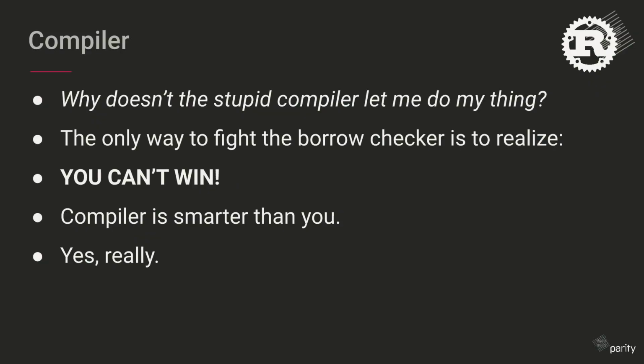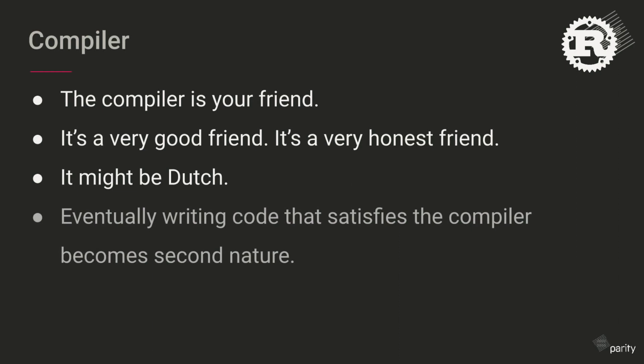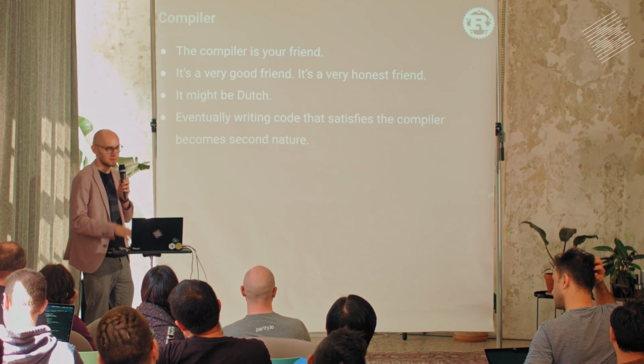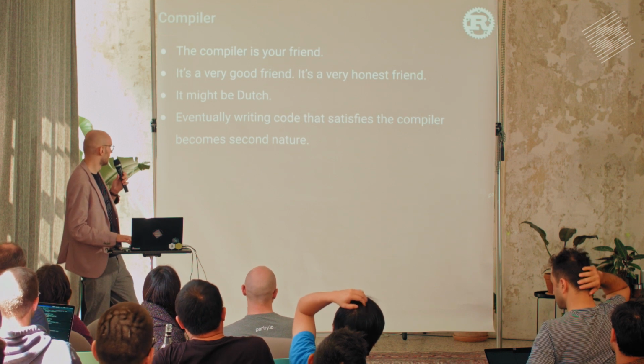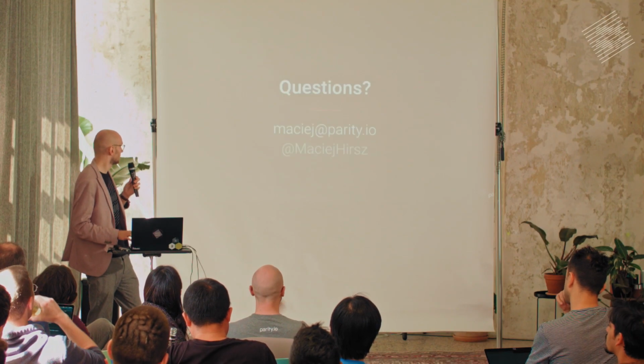The compiler is dozens of programmers who put their wisdom into it. So it is smarter than you are. But it is your friend. It's your good friend, and it's a very honest friend. It might be Dutch. Eventually, when you write Rust, writing code that satisfies the compiler becomes second nature. And when you get to that point, you will become a better programmer, whether you do Rust or not. So that's it.